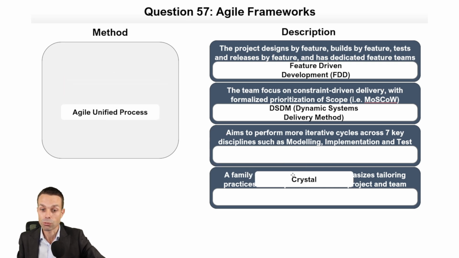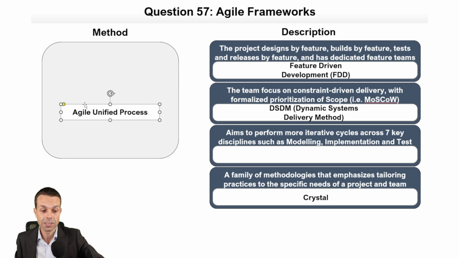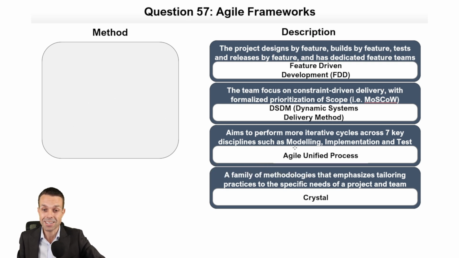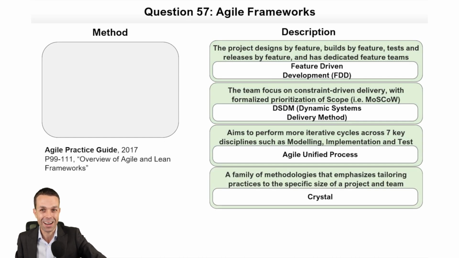That is Crystal, because remember, with Crystal, they have a range of methods depending on how big the project is. So Crystal Clear, Crystal Sapphire, and all of these ones were different stones and colors to determine how big the project was and how much governance you needed around it. And that just leaves an iterative cycles across 7 key disciplines, such as modeling, implementation, and test. That's going to be our Agile Unified Process, or AUP. Let's have a quick check. And there we are. Excellent work. Page 99 to 111 again.